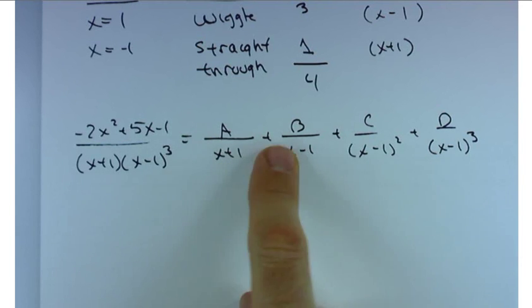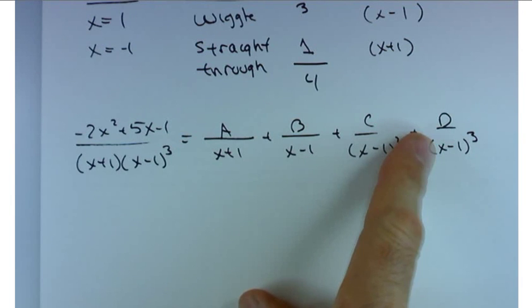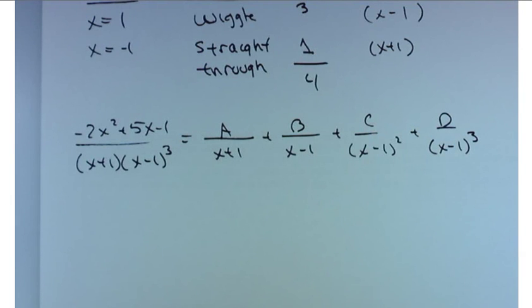In order to solve for 4 unknowns, you're going to need 4 equations.